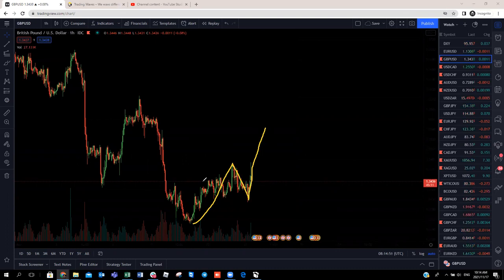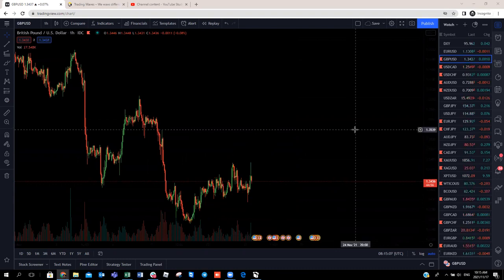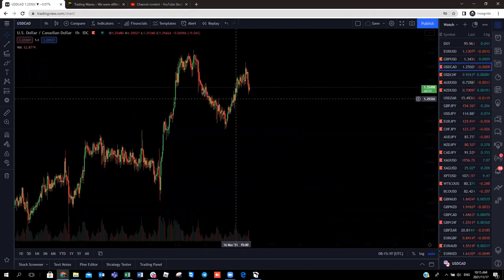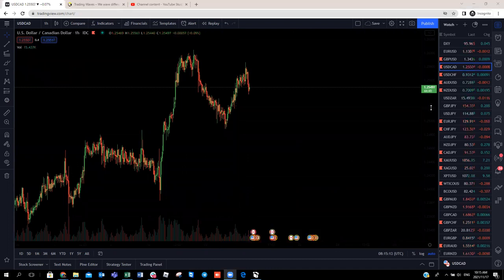So we've got this one here as a flat here. 1, 2, 3, 1, 2, 3. We could possibly get another 1, 2. We're currently here, so we could be getting the last one to the upside to get that three-wave structure here and pound US dollar for a continuation to the downside. That is how we're looking at pound US dollar. US dollar CAD. So we look here at US dollar CAD, we're looking for this one to move.